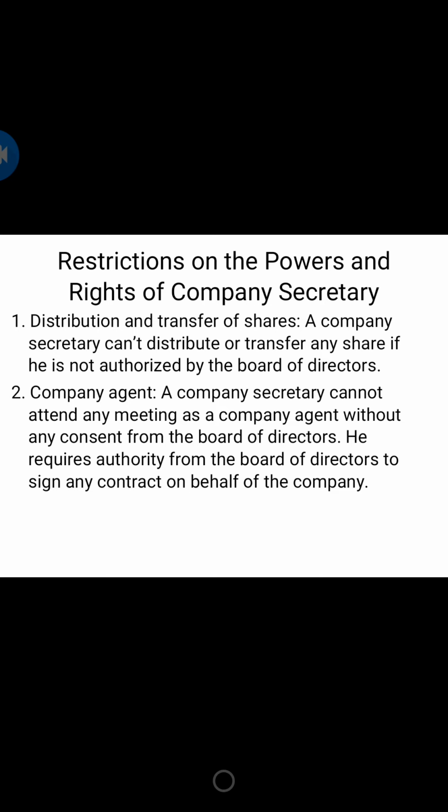The next, company agent. A company secretary cannot attend any meeting as company agent without the consent of the board of directors. Okay, so he requires authority from the board of directors to sign the contract on behalf of the company. So it may be to sign, it may be to attend the meeting, as we have studied in the rights. Okay, without the permission of board of directors he cannot do anything.